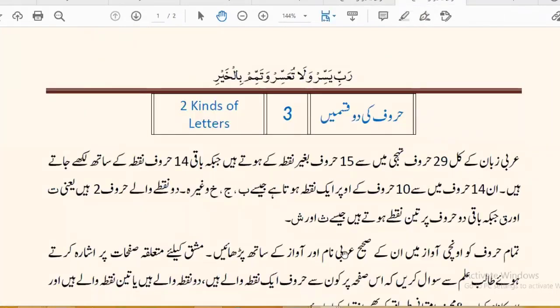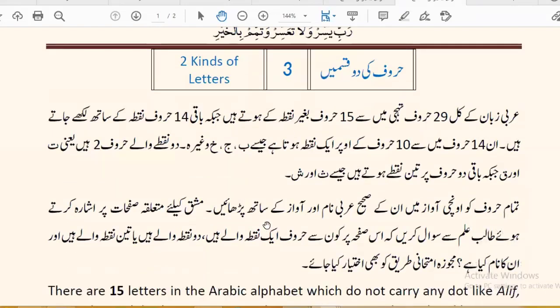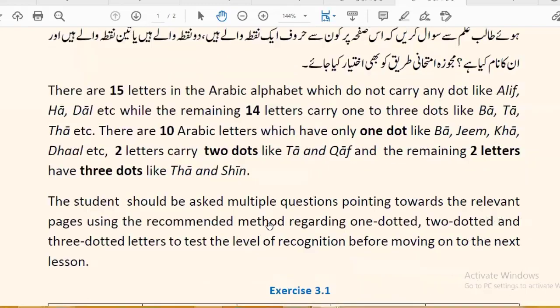We're now going to move on to lesson number 3 in the Talimul-Quran book, okay? So just a few facts about the Arabic alphabet. There are 15 letters in the Arabic alphabet which do not carry any dot. Examples of such letters are alif, ha, dal, etc. There are more. There are 15 in total which don't carry any dot at all.